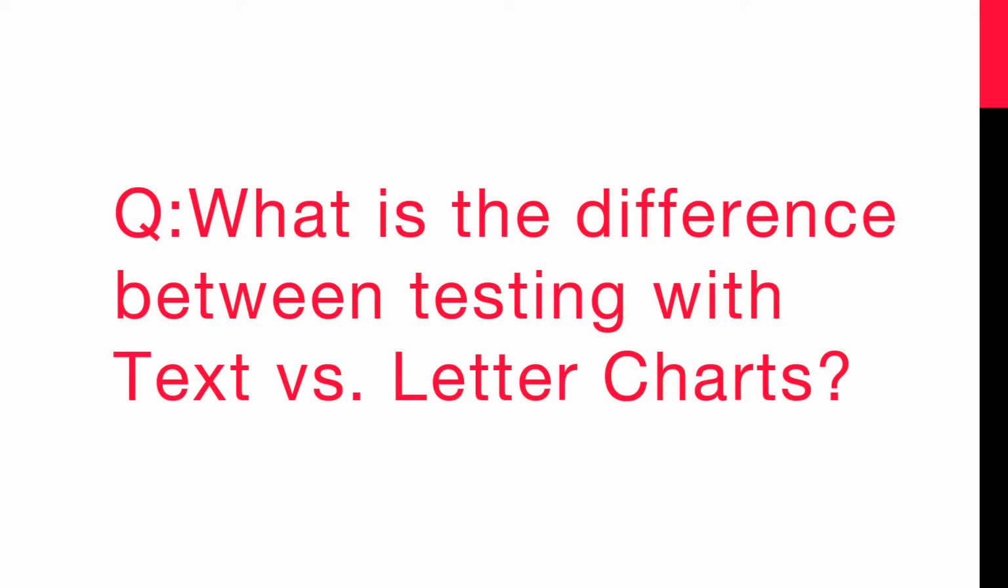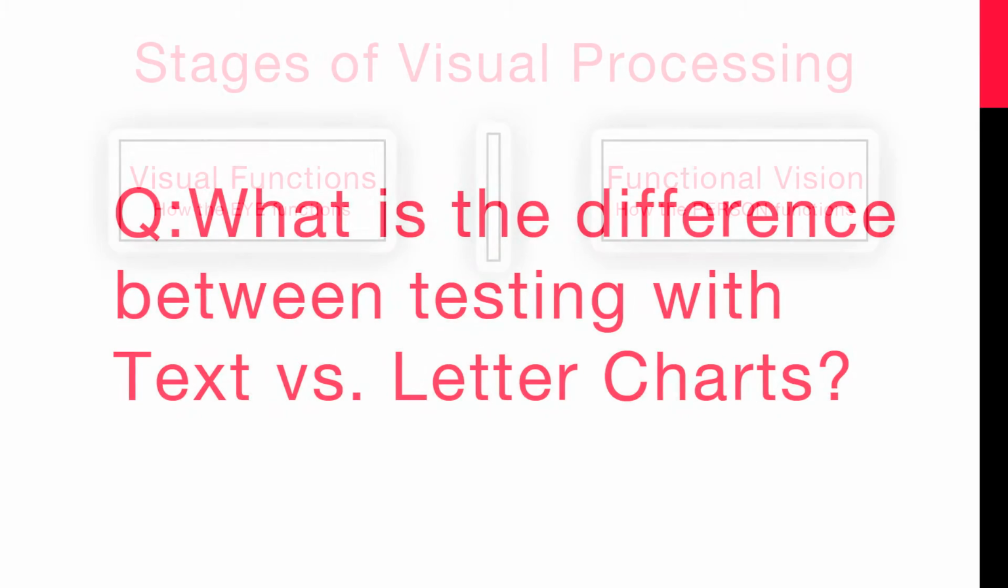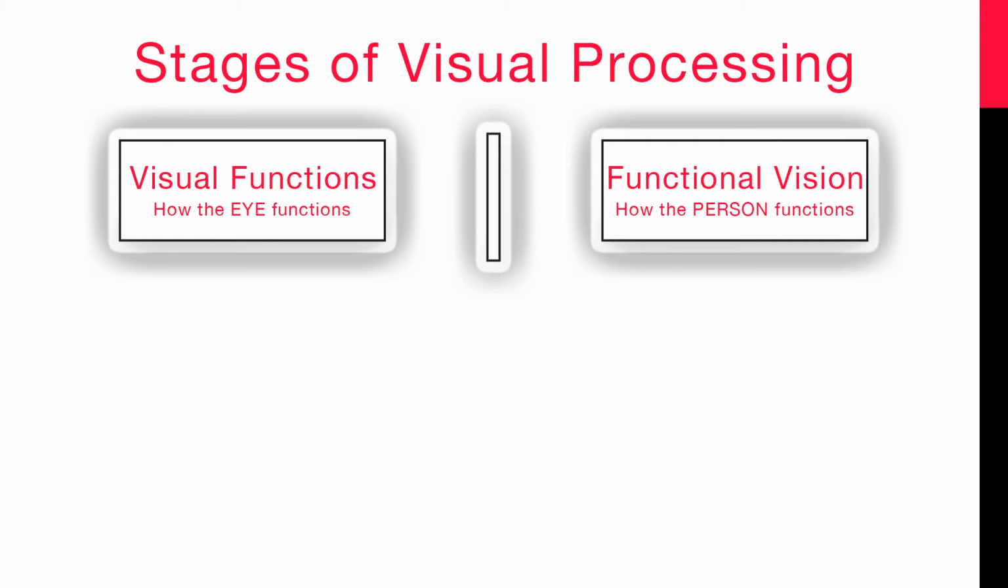A question has been asked, what is the difference between testing with text, with sentences, or testing with single letters on a letter chart? We have to look at the stages of visual processing, and we can divide those into visual functions and functional vision. Visual functions describe how the eye functions, but functional vision describes how the person functions, and that is not always the same.